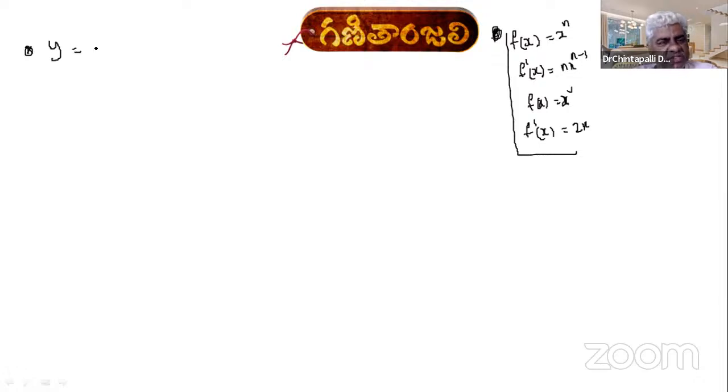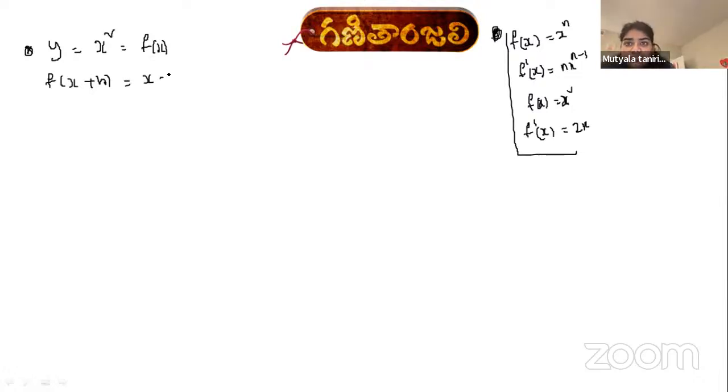Now you are doing the same without using the formula, from the definition. y is equal to x square. F of x is equal to x square. F of y is y square. F of a plus b equal to a plus b whole square. F of x plus h is equal to x plus h whole square, minus x square. Continue on the screen.